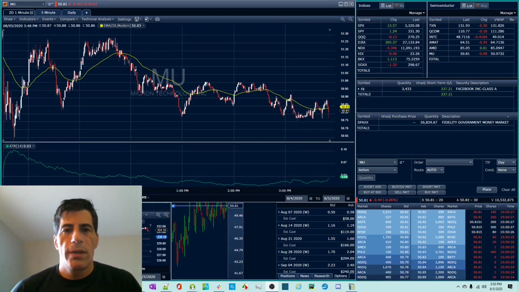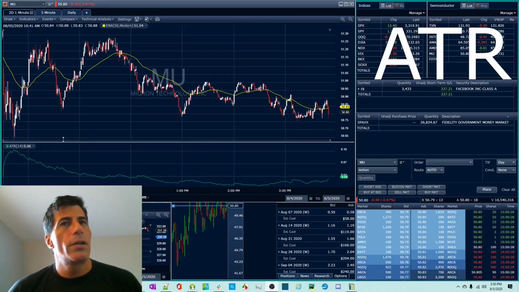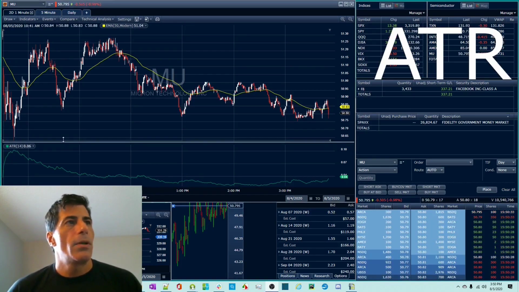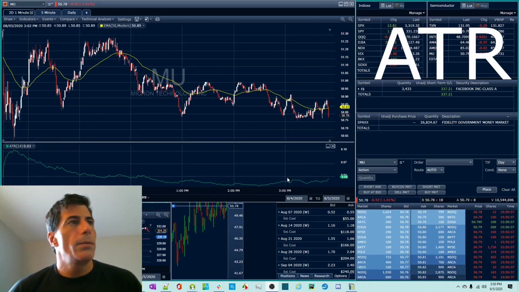All right, so just to recap, the things we went over: average true range. Use a 14-period ATR on your chart and use it to guide your stop loss size. And that will change throughout the day. That's a measure of volatility, so that'll keep you safe.